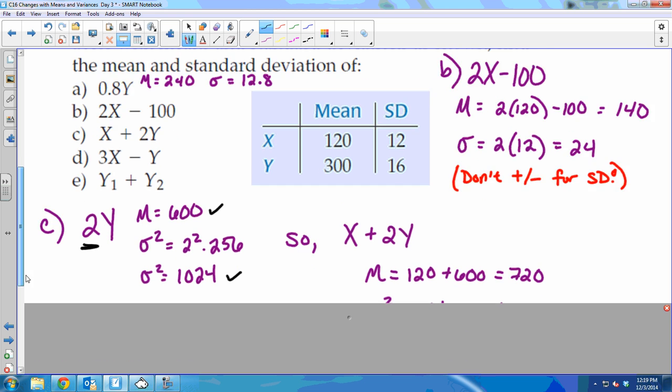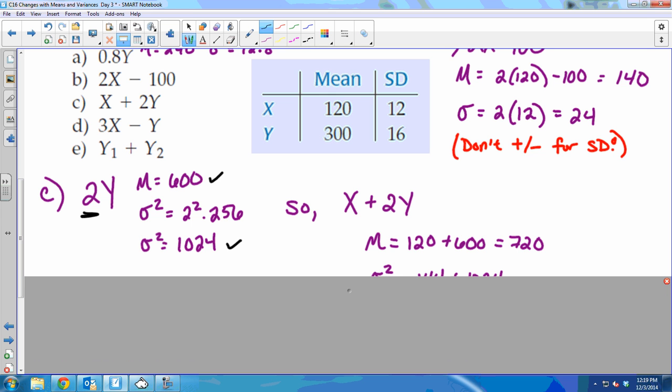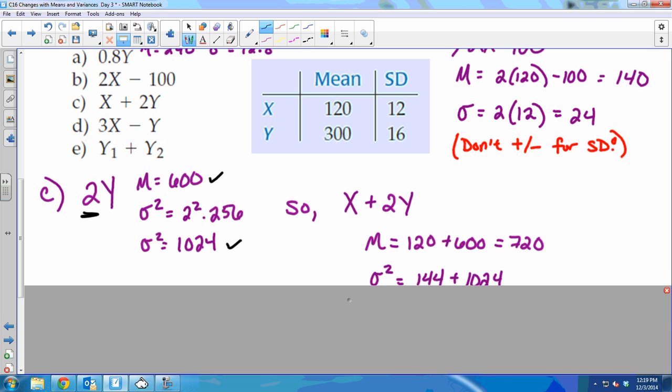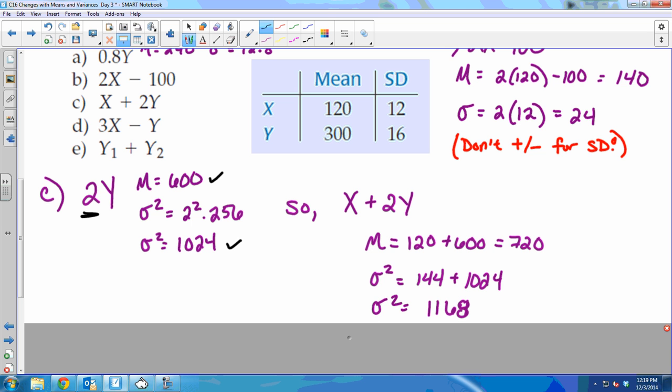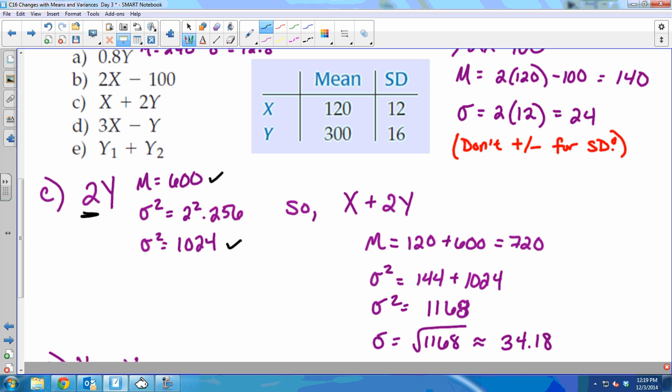So when I do x plus 2y, the means, again, that should be the easy part. You do 120 plus 600, you get 720. Right? So then for the variance, you add the variance of x, which is 144, plus the variance of 2y, which is 1024. And you add them, you get 1168, and then you take the square root, you get 34.2. This is the part you need to remember right here.